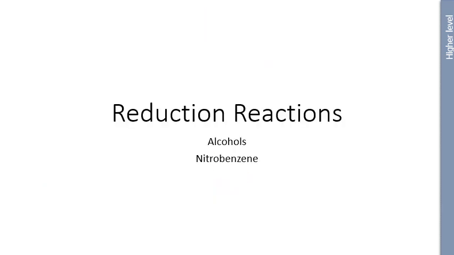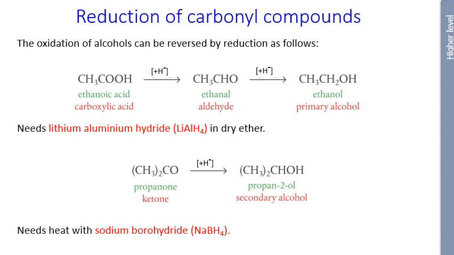So then we have the reduction reactions of alcohols and again our friend nitrobenzene. In terms of the reduction of carbonyl compounds, we've already looked at this in a little bit of detail in the last lesson when we looked at oxidation of ethanol up to ethanoic acid. Now we're going the other way. We're reducing ethanoic acid down to ethanol.